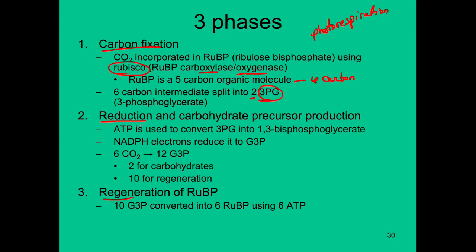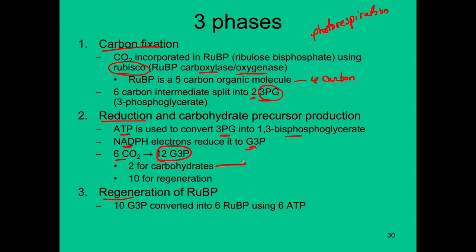In the next phase, we have reduction. In reduction in carbohydrate precursor production, this is where ATP gets used to convert that intermediate into 1,3-bisphosphoglycerate. And then NADPH begins to carry out its redox reactions. It starts adding electrons to G3P and reducing it. And eventually, 6 carbon dioxide molecules are going to be converted into 12 G3P molecules.